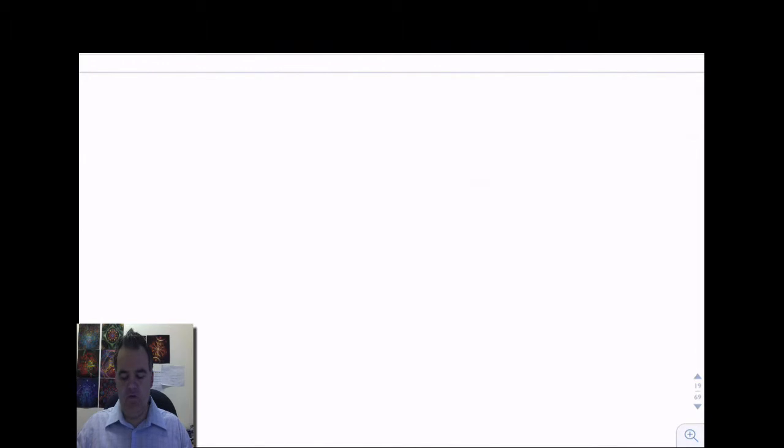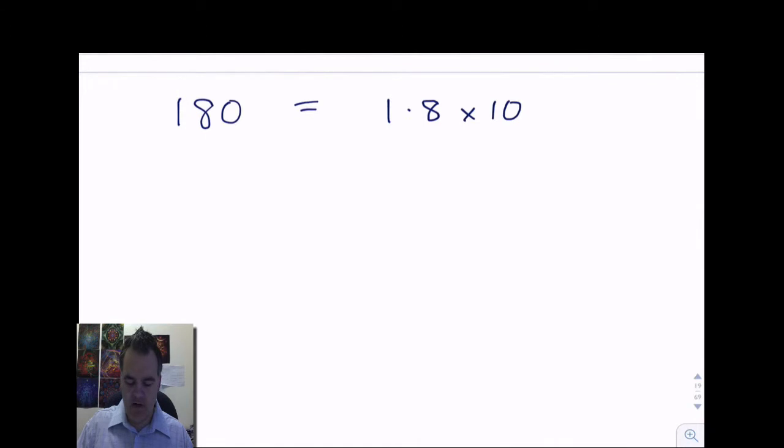So it's really easy to convert between these. If I start with 180, first of all I've got to think of what number I can make out of that between 1 and 10. That's 1.8. And in this case, to get from 1.8 to 180, I'd have to move the decimal place over twice. So that is written in standard form like that.